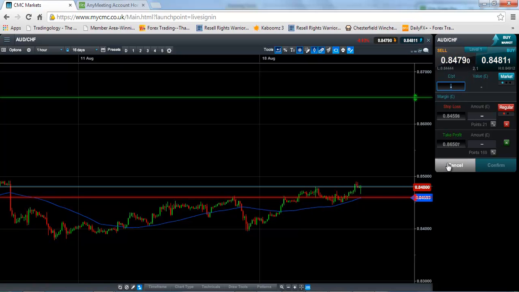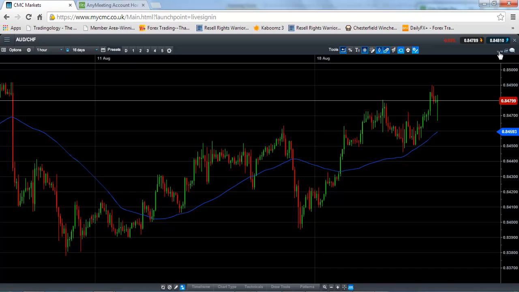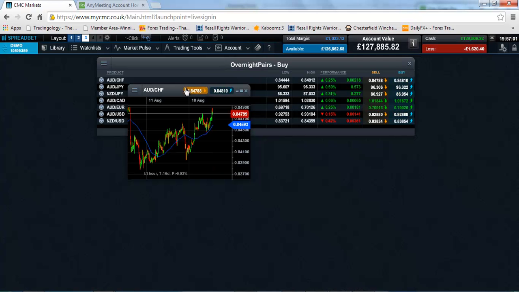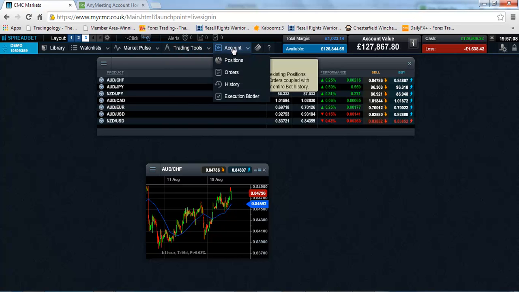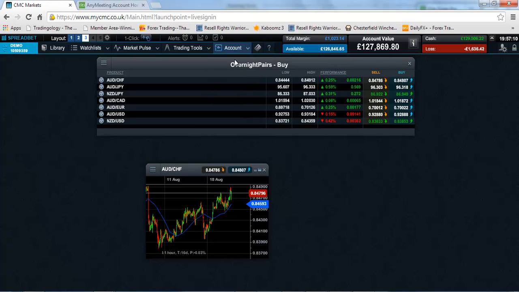But before I do that, let me kindly check to see if I'm already in a trade with this one before I place a trade. Sorry, I should have checked that before I even talked about buying. So that one, to check that, all I have to do is go to accounts and then click on positions.